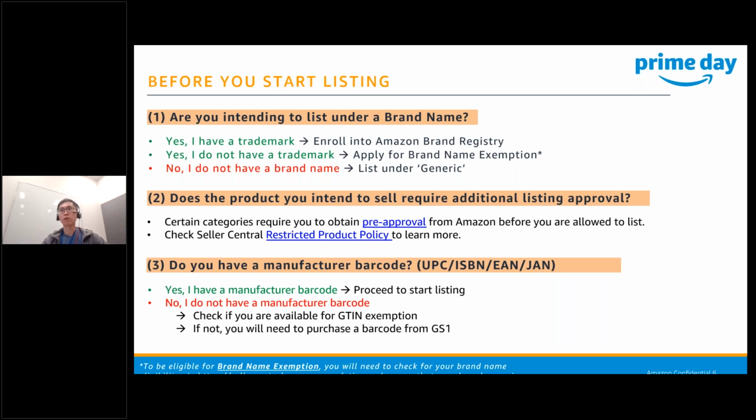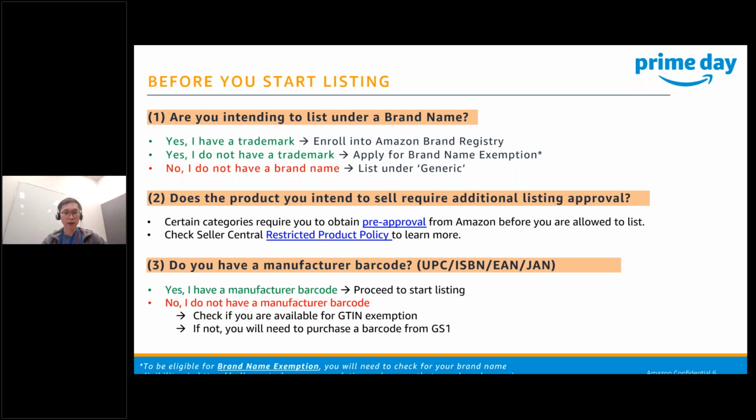So lastly, for the manufacturer barcode on point 3, if your product has a barcode like a UPC or ISBN or EAN, JAN, they are all just different types of barcode, then you can proceed to start listing. During the listing process, you will input your manufacturer barcode during the creation. So it will prompt you for your barcode.